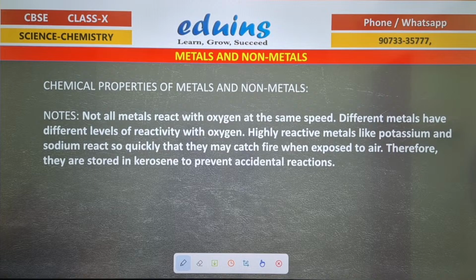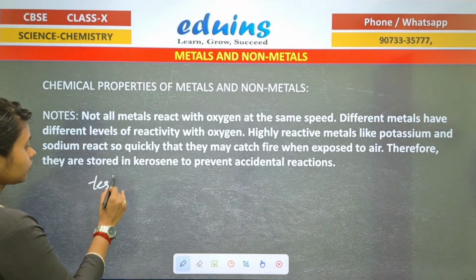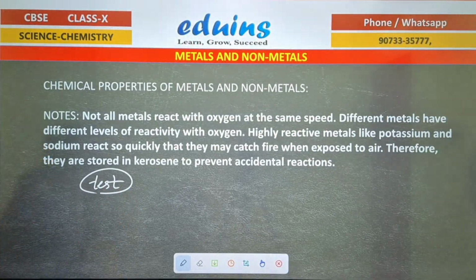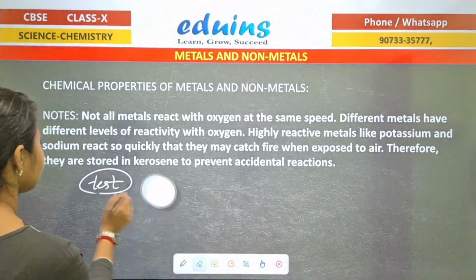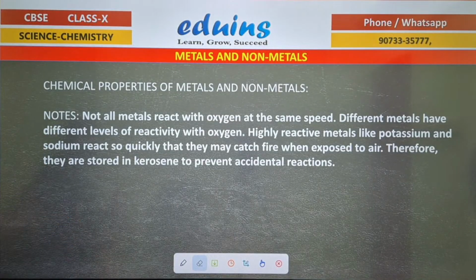Highly reactive metals like potassium and sodium react so quickly that they may catch fire when exposed to air. In the laboratory, when you go through the tests, sodium is a highly reactive material, so do not touch it with bare hands or with wet hands. Therefore, they are stored in kerosene to prevent accidental reaction.